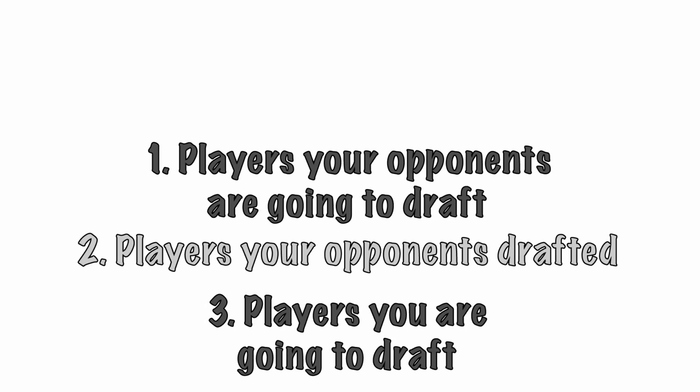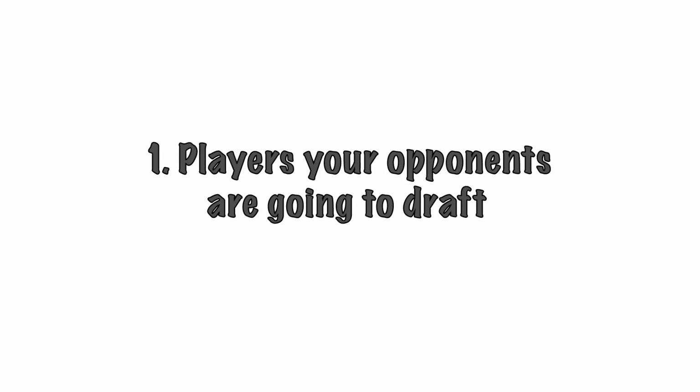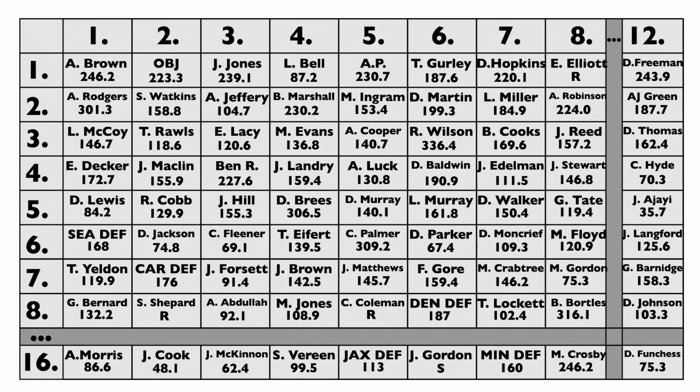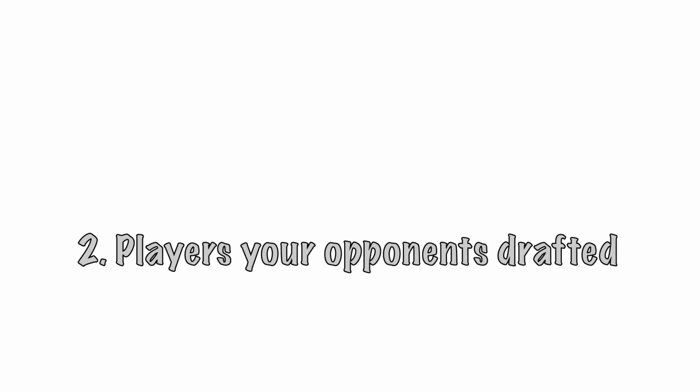So we've covered the players you're going to draft, right? We made a customized draft board to represent where the players are expected to be taken, but this is only a generalization. How can we elaborate more on this? By exploring the second variable of draft tracking, the players your opponents drafted.